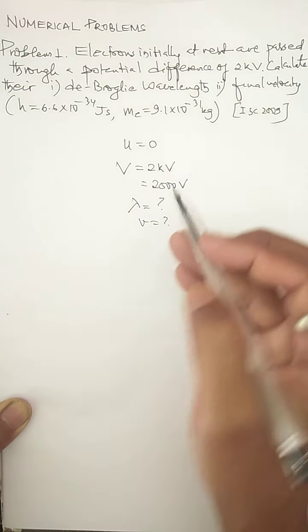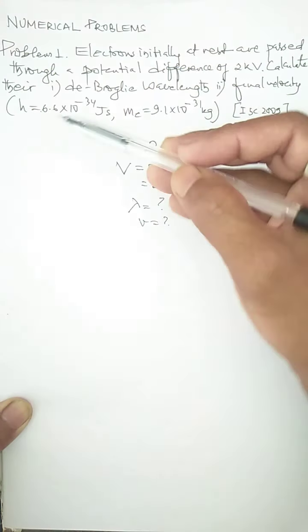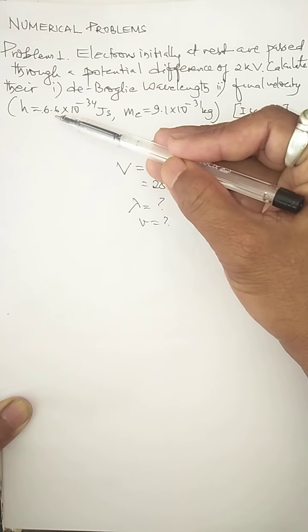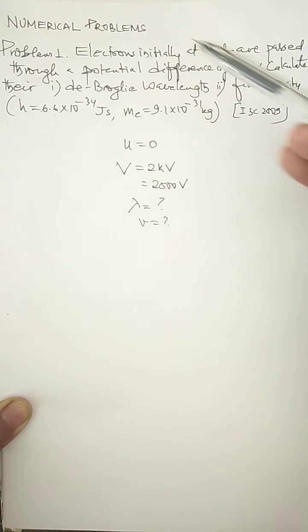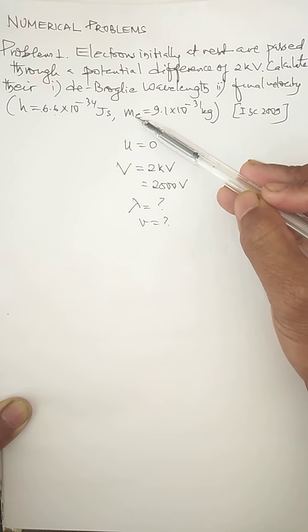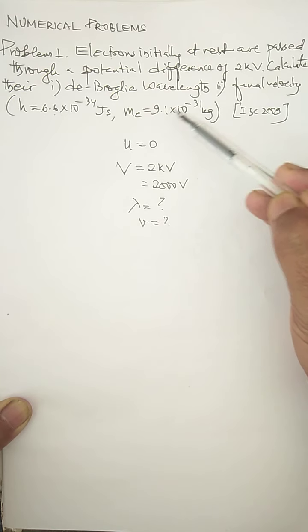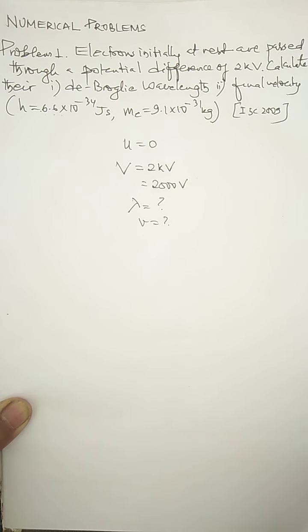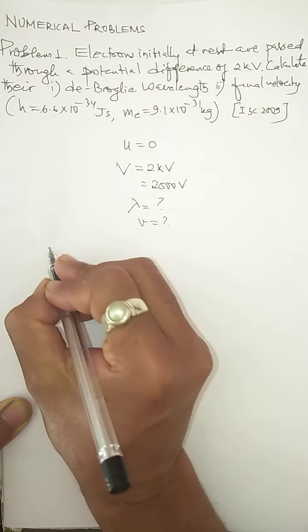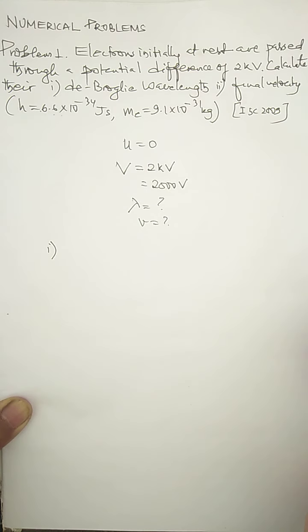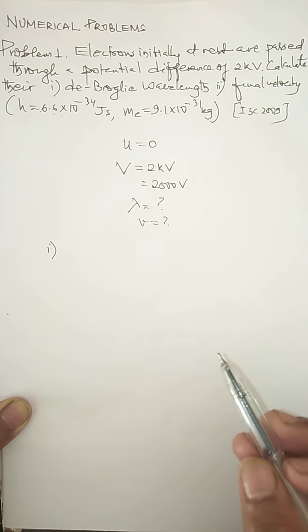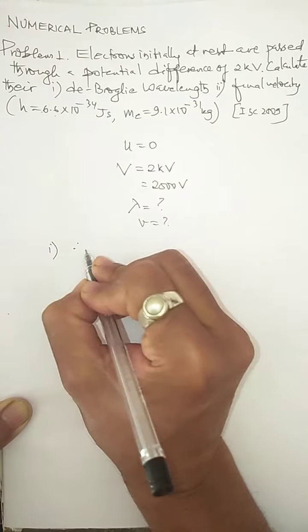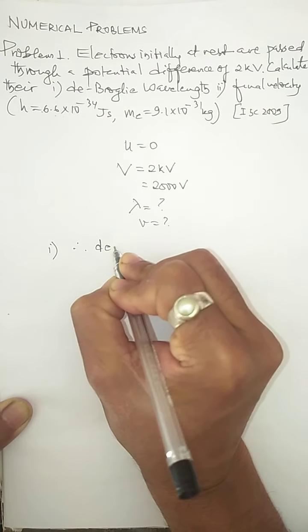This question has two subparts that we need to calculate. In the question the value of h is given. What is the value of h? 6.6 into 10 to the minus 34 joule second. And me, the mass of the electron, is 9.1 into 10 to the minus 31 kg. Now to calculate the first part, the de Broglie wavelength, when the potential difference is given directly, we use the formula.